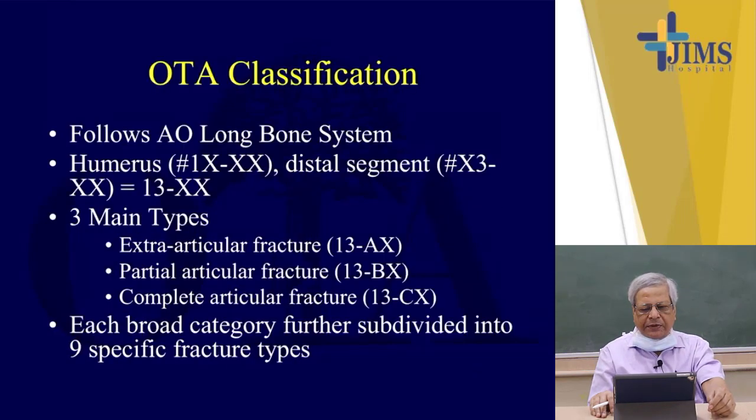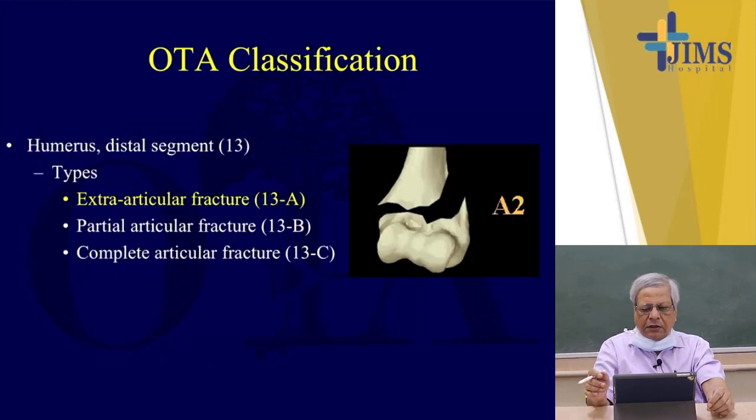The most acceptable classification system is the OTA classification, that is Orthopaedic Trauma Association. That is too difficult for you. I'm omitting this. This is just to show you the example. This is an extra-articular fracture. This is a distal humerus fracture, not involving the articular surface. This is the trochlear groove. This is the capitulum.